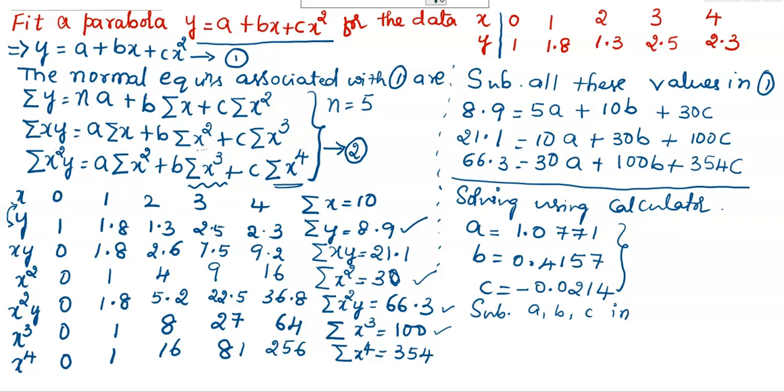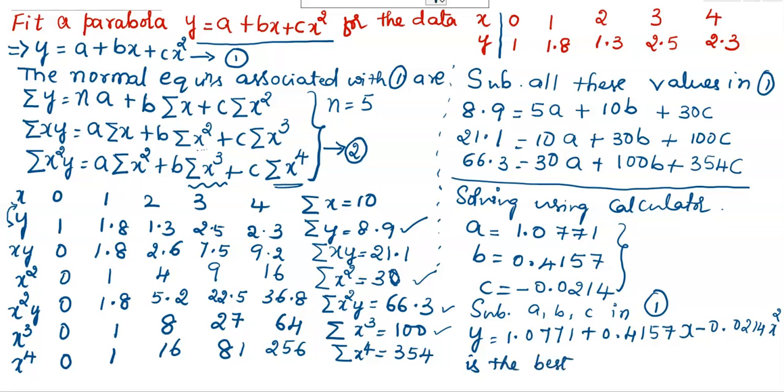Now what you have to do is, all these values a, b, c, substitute in equation number 1, that is y equal to a value 1.0771 plus b value 0.4157 into x plus c. We have minus, so plus into minus is minus. So we will write it here: minus c value is 0.0214 into x square. So this is the best fit of the given curve.